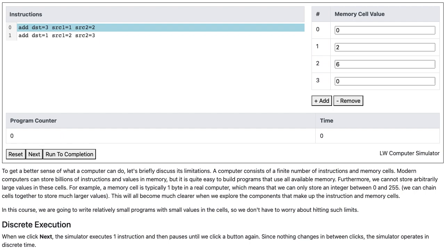A real computer behaves like the Run to completion button, executing many instructions one by one. A multi-core computer can execute more than one instruction at a time, but the number is still finite. Thus, real computers also operate in discrete time.